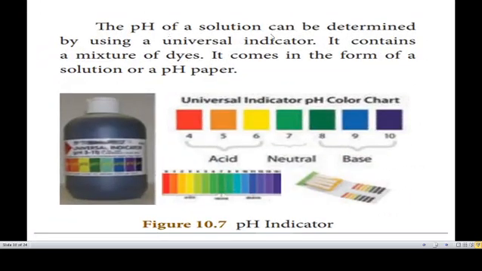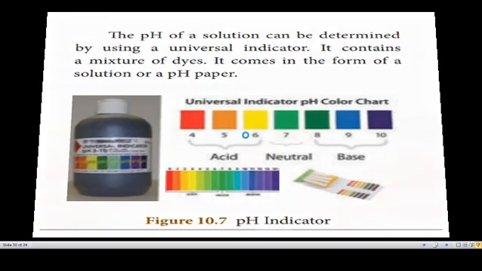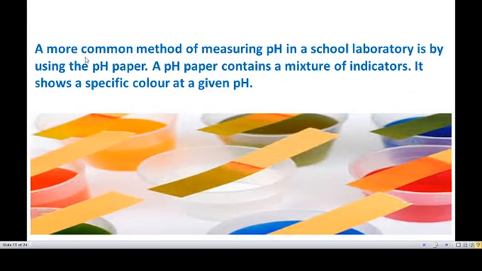The pH of a solution can be determined by using a universal indicator. It contains a mixture of dyes. It comes in the form of a solution or a pH paper. This is pH paper. Universal indicator pH color chart. A more common method of measuring pH in a school laboratory is by using pH paper. This is also pH paper.